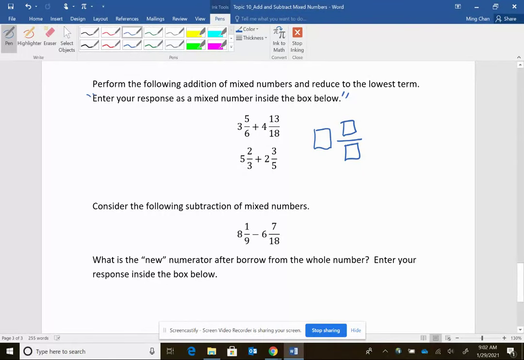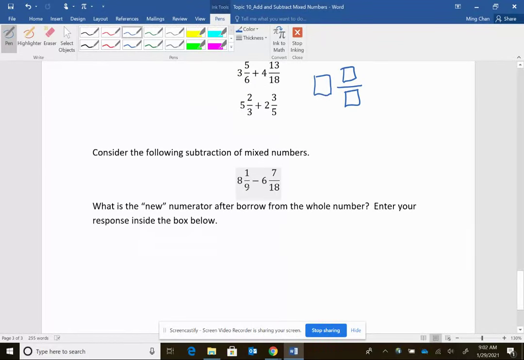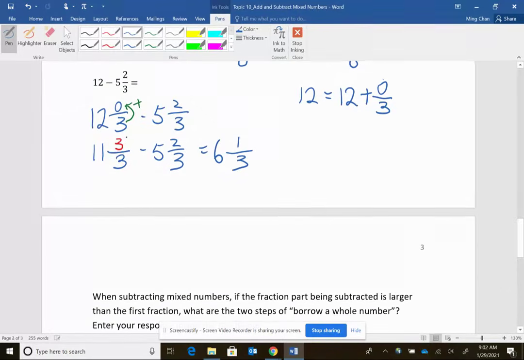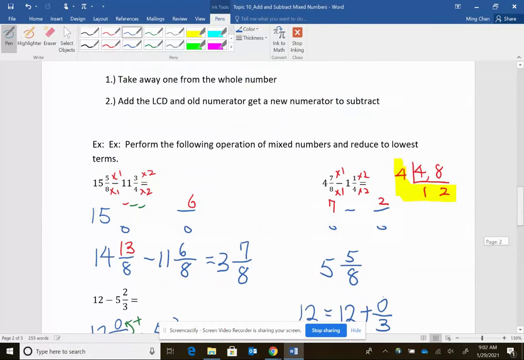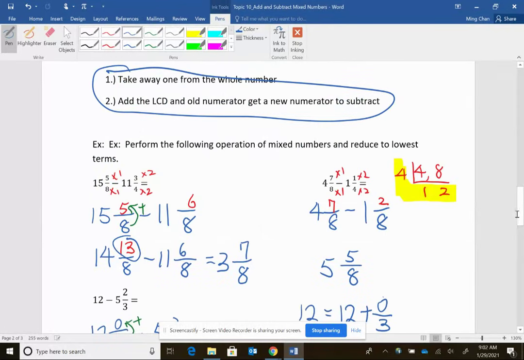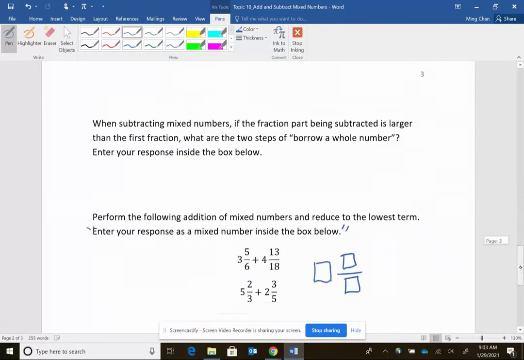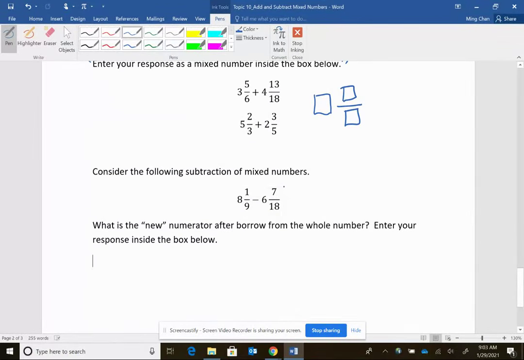What is the new numerator after we borrow from the whole number? So again, what I want you to do here is find the LCD, find the equivalent fractions like I showed you earlier in subtracting fractions. So what is the new numerator? I want you to just enter the new numerator for me. So the answer is not 3 and 13. The answer is whatever new numerator you come up with here.